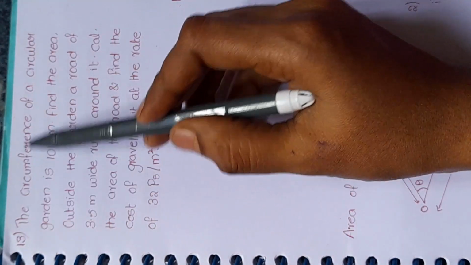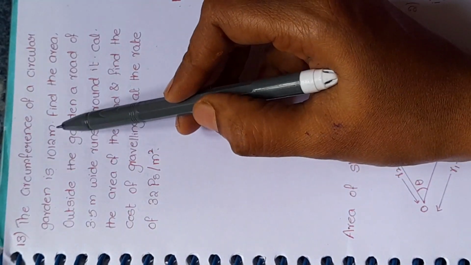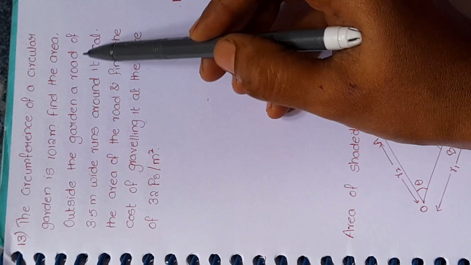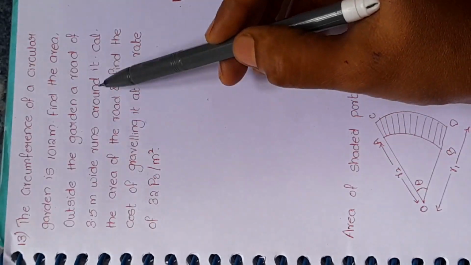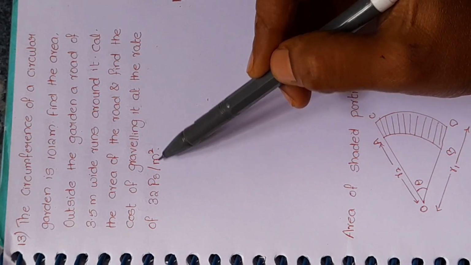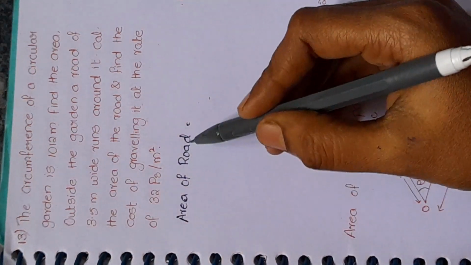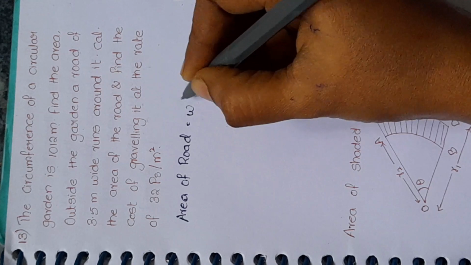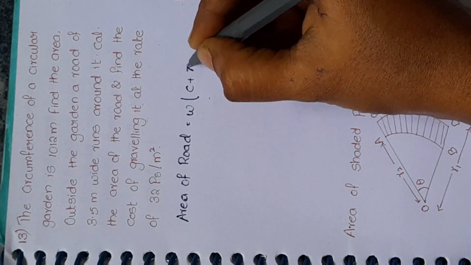Question number 13. The circumference of a circular garden is 1012 meters. A road of width 3.5 meters runs around it outside the garden. Calculate the area of the road and find the cost of graveling it at the rate of 32 paise per meter square. Now the area of the road is w into c plus pi w.